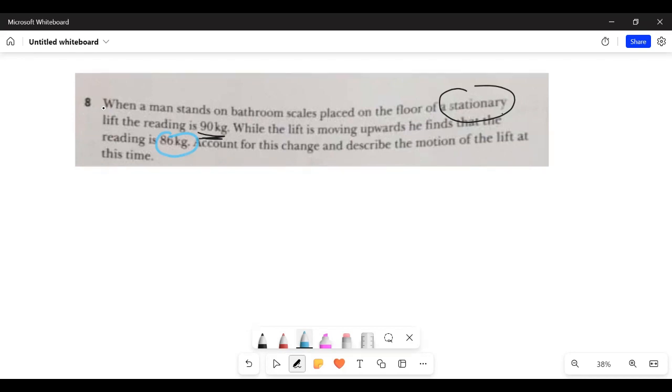So what was the case when... It's decelerating. Yes, the lift is decelerating. That's why the normal contact force becomes less than the actual weight. So describe the motion of the lift at this time. We saw it is decelerating, as discussed yesterday.